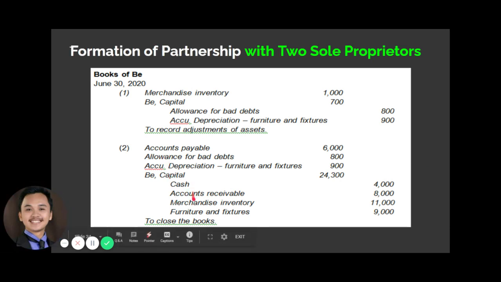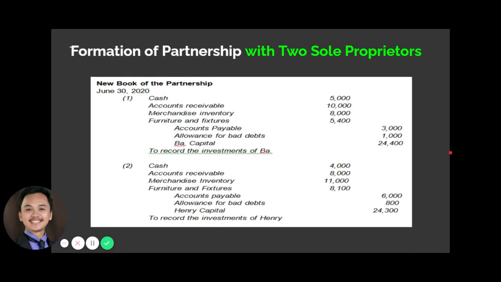Lahat ng mga assets, i-credit. Lahat ng mga liabilities or lahat ng mga na ay normal balance nga credit, imuhang i-debit para ma-close sila. So, that's the rule in closing entries. So, after that, maka-create na ta og new books of the partnership.